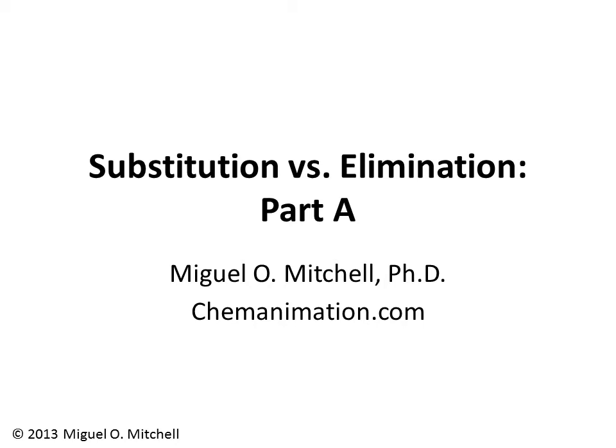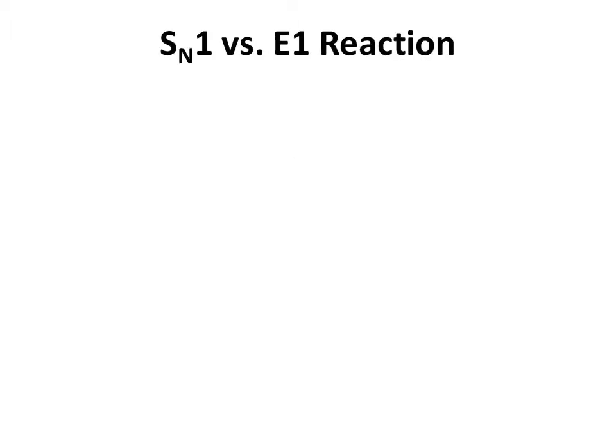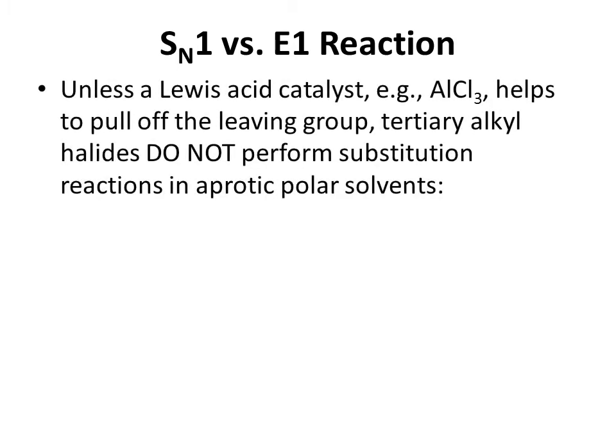This lecture is on substitution versus elimination, Part A. SN1 versus E1 reaction. Unless a Lewis acid catalyst, for example aluminum chloride, helps to pull off the leaving group, tertiary alkyl halides do not perform substitution reactions in aprotic polar solvents. An aprotic polar solvent, remember, does not hydrogen bond.